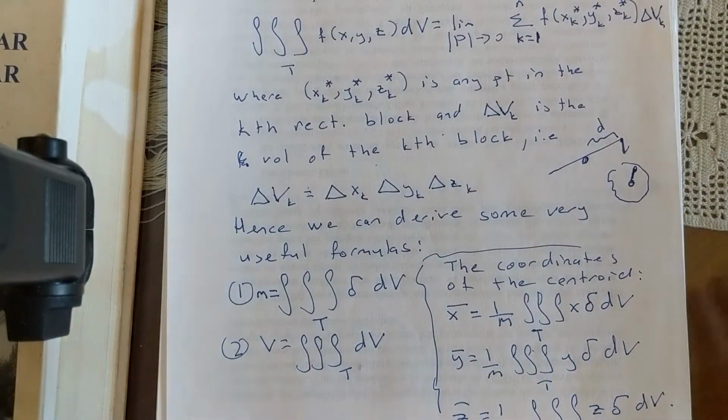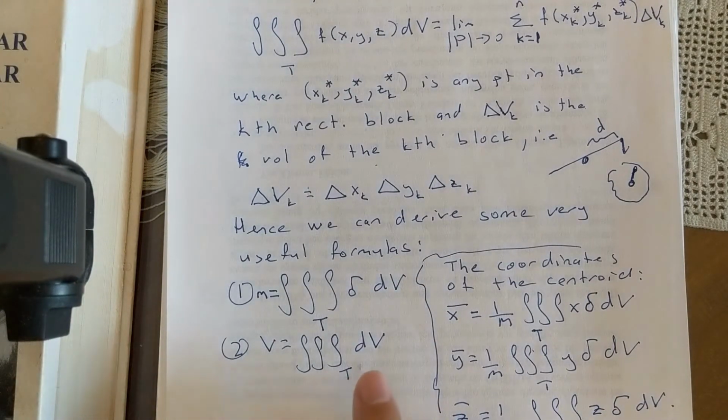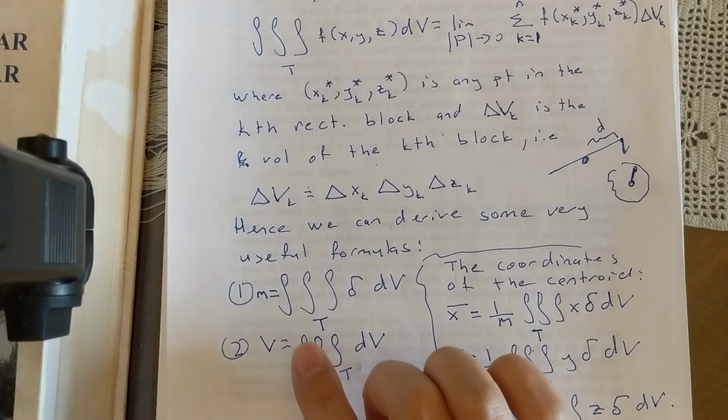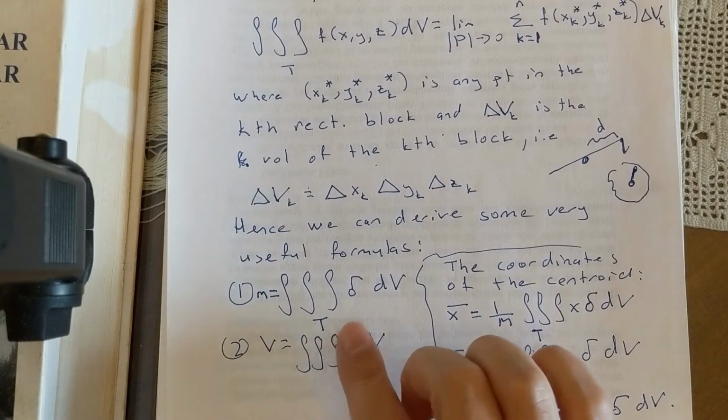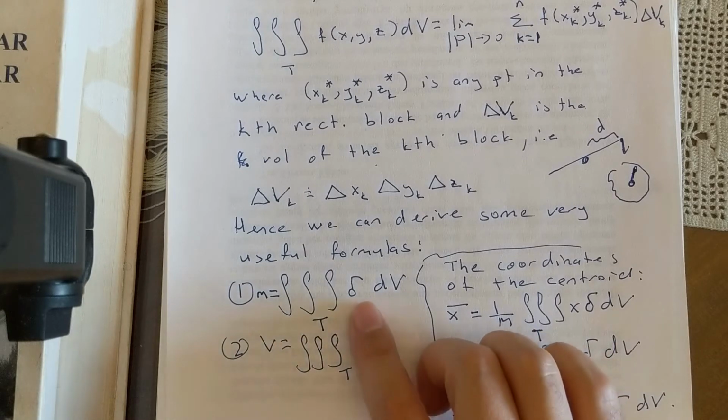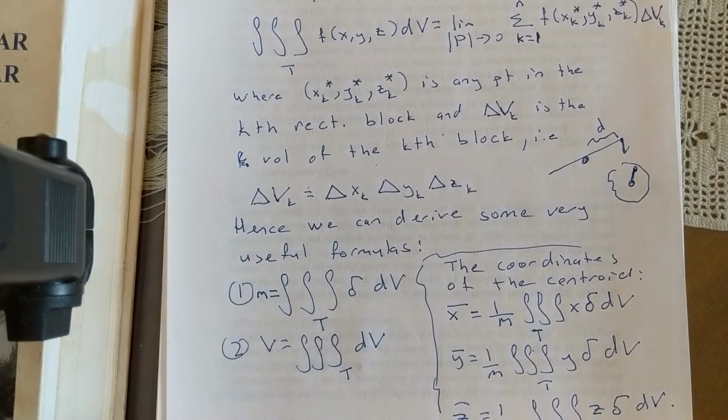Well, when I add all those boxes up, I just get the volume of the three-dimensional solid. So volume is always equal to the triple integral of dV. Mass, on the other hand, is equal to the triple integral of the density function. The density function is a three-variable function, of course, delta of x, y, z. It assigns a density value to each one of these points.